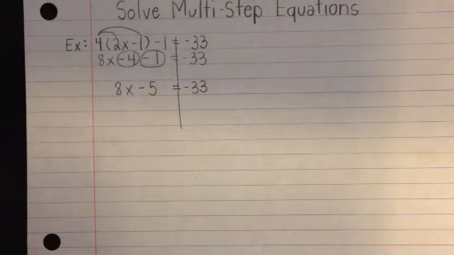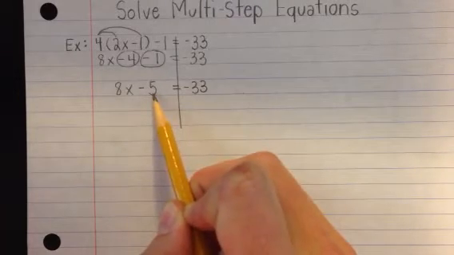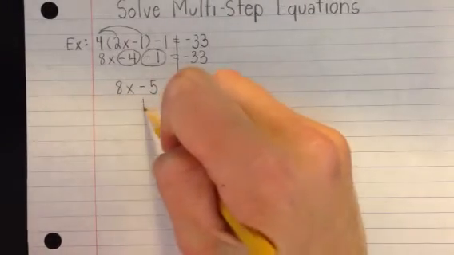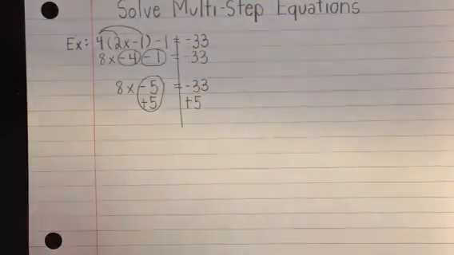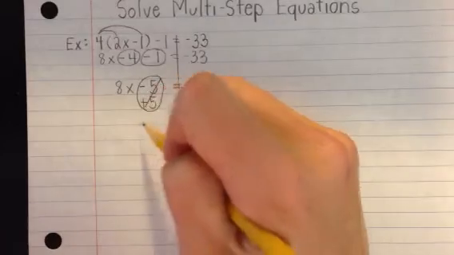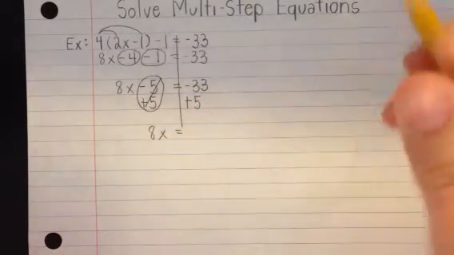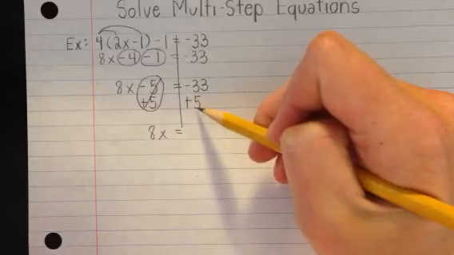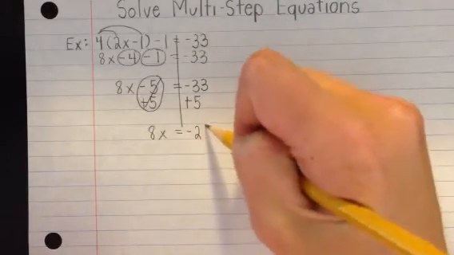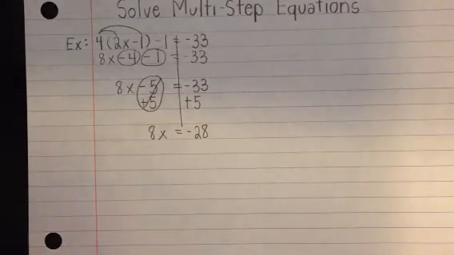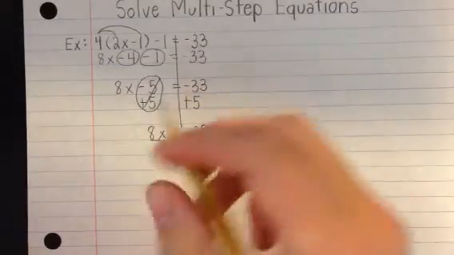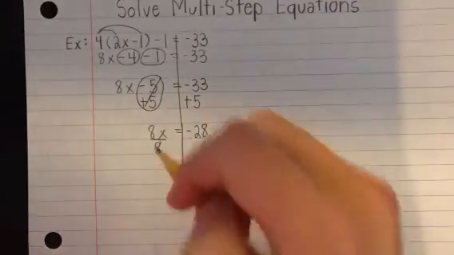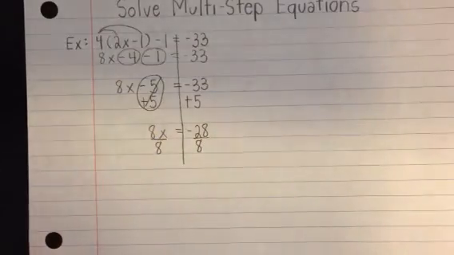So remember, addition or subtraction first. So to get rid of this minus 5 or negative 5, I'm going to do the inverse, which is add 5. So a minus 5 and a plus 5, when put together, make a 0 pair. They cancel. So I drag down that 8x equals, and negative 33 plus 5 is going to give me negative 28. Alright, so now last but not least, to get rid of the 8 times x, I'm going to do the opposite or inverse, which is divide. Divide both sides by 8.